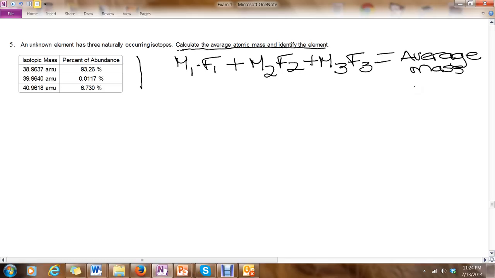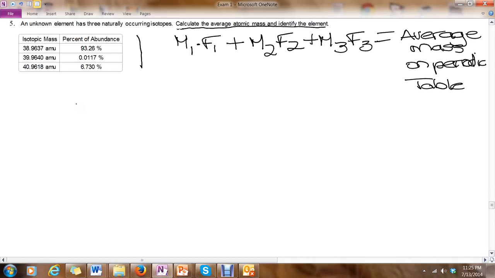And that's the one on the periodic table. That's how we're going to determine which element it is. So let's go ahead and start the calculations, and then we'll compare it to the periodic table.